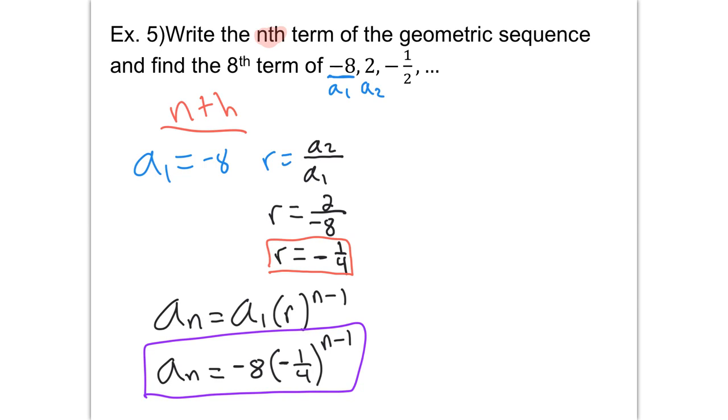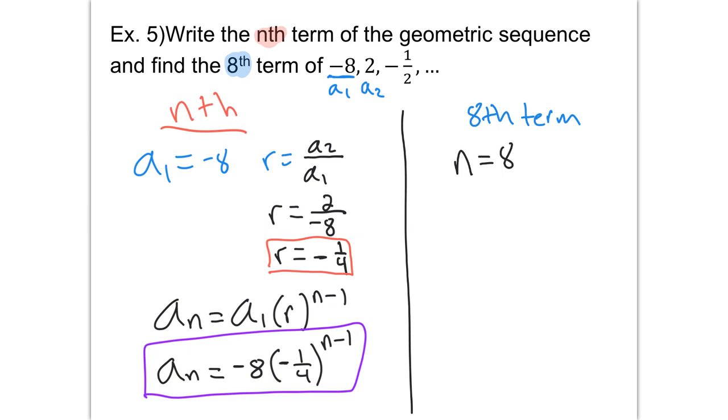So for my 8th term, that's what we want, I need to use the formula. So let me just put here 8th term. n is going to equal 8. That's the term that I'm looking for. I'm going to substitute 8 into the formula. So a sub 8 equals -8.